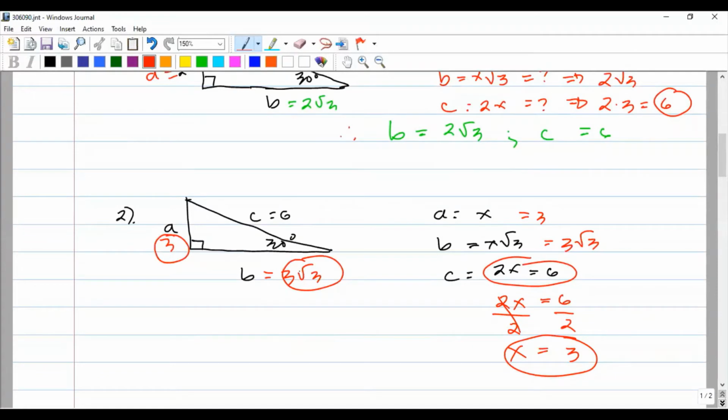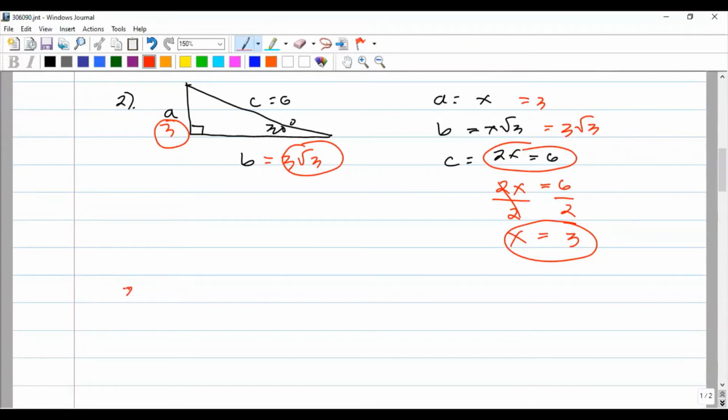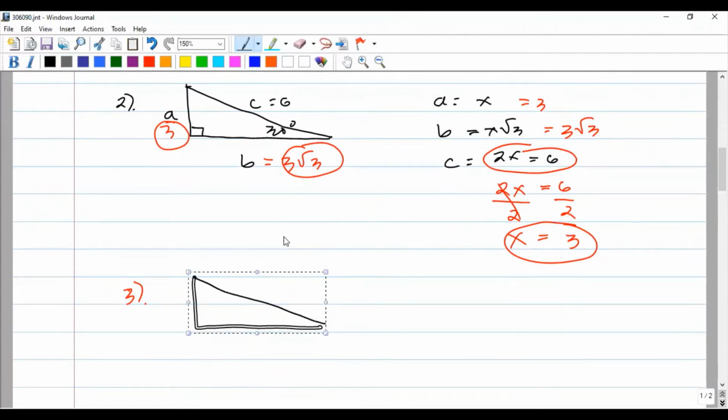Okay? And the last example would be another triangle. And we have a right angle here. This is our 30 degrees. This is our side A, the side opposite our angle 30 degrees. Side B is equal to 4 units, and side C is also unknown.